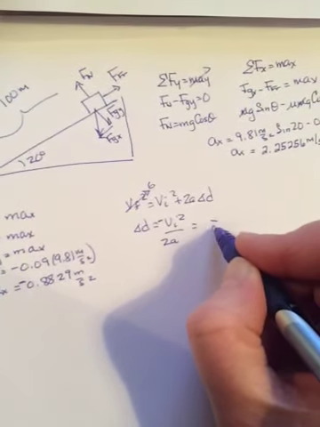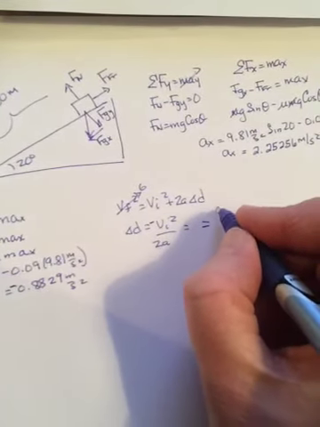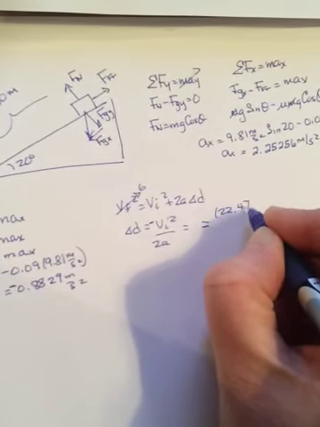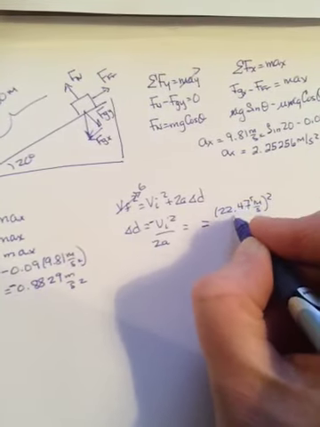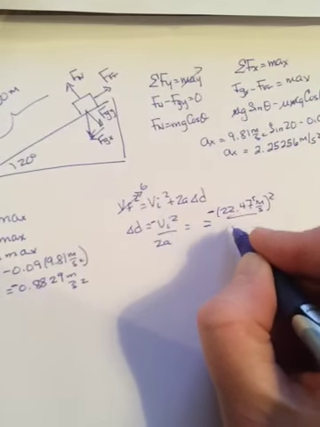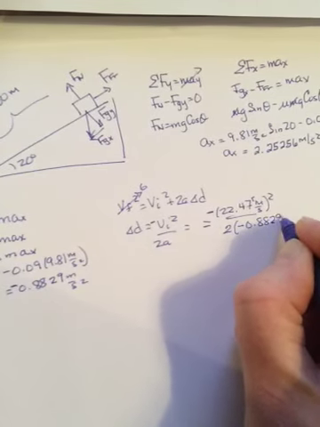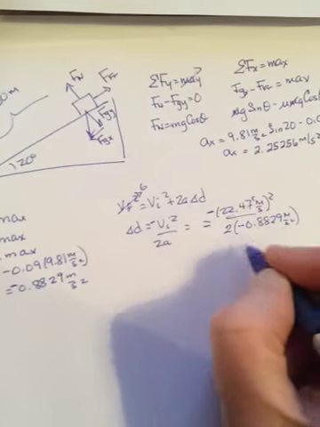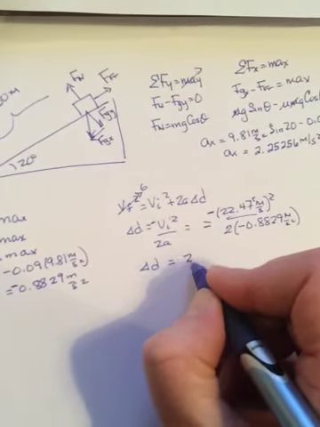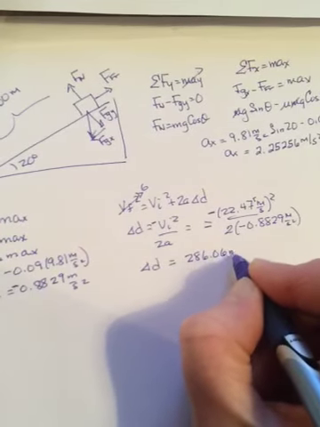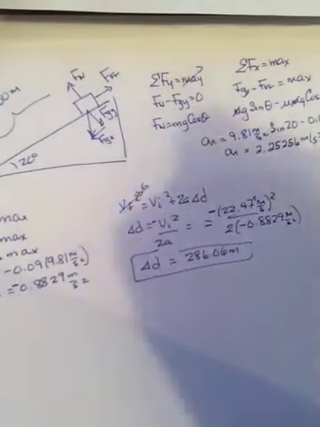So negative, and your vi was what you had gotten earlier, so 22.47 meters per second, I think it was 22.475 meters per second, squared, over, don't lose your negative, over 2 times negative 0.8829, etc. meters per second squared. So the negatives are going to cancel out, and you should get 286.06 meters. Okay, so that's it for number 3.